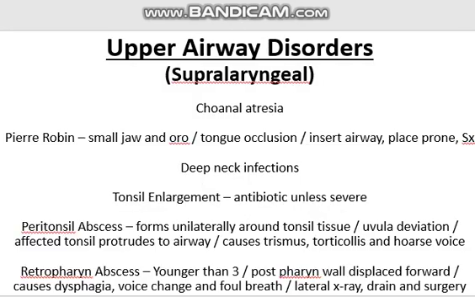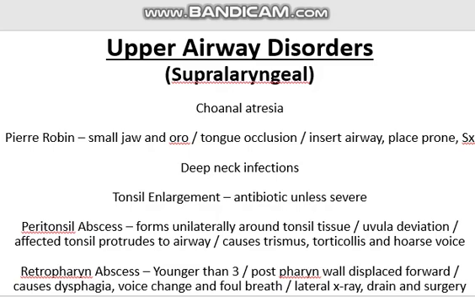Upper airway disorders that are supralaryngeal include choanal atresia, Pierre Robin, which is a small jaw, and oropharynx obstruction that can cause a tongue occlusion. Treatment would be to insert an airway, place them prone, and then surgery. Deep neck infections: tonsil enlargement, which is treated with an antibiotic unless it is severe.